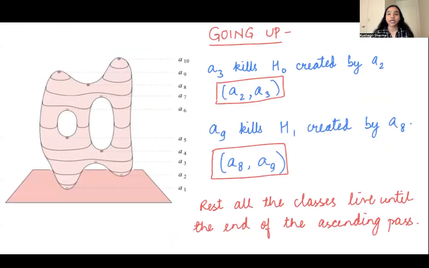If we try to ascend, so if we try to increase the sublevel sets, then we see that these are the pairs that we try to have. So A2 and A3, which means that A3 actually kills the homology class, which was born at A2. And similarly, A9 actually kills the one-dimensional homology class, which was created by A8.